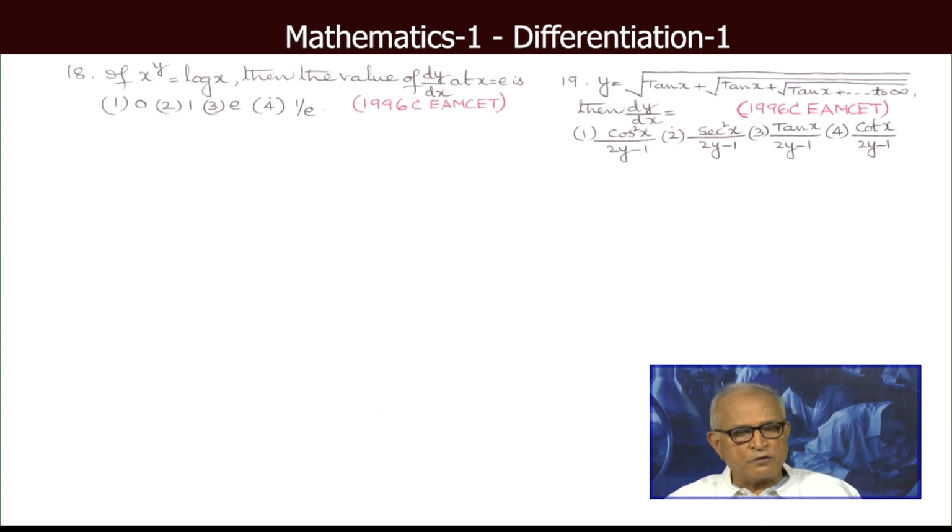If x power y equals log x, ln x means ln x. In calculus, wherever you find log x, it is implied that that is the natural logarithm. The base is, unless otherwise specified in the question, always e. So, the logarithm of a positive number to the base e is the natural logarithm of the number.